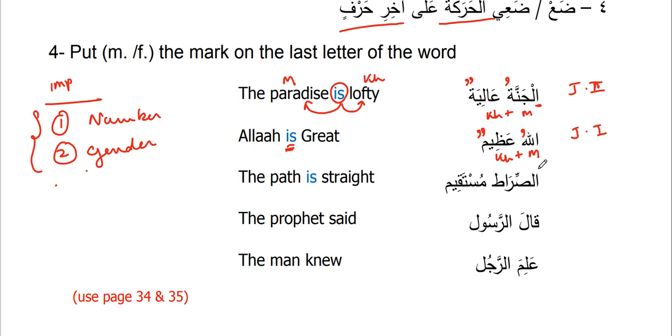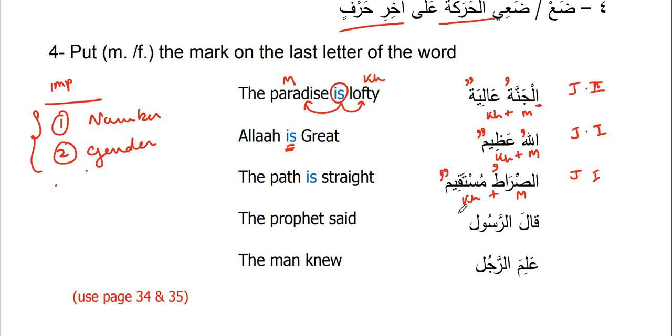This is also jumla ismiya. As-sirat mustaqim. We know it's mubtada and this is khabar. And now you know what to put on the last letter, dhamma. And mustaqimun, tanween dhamma. The khabar is always nakira.